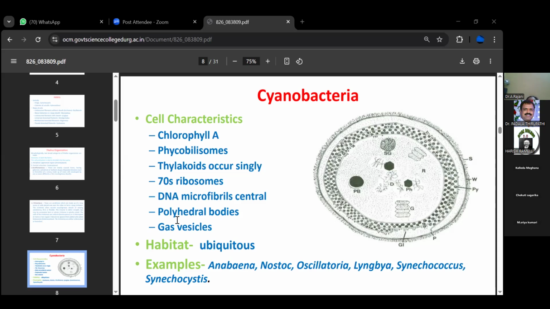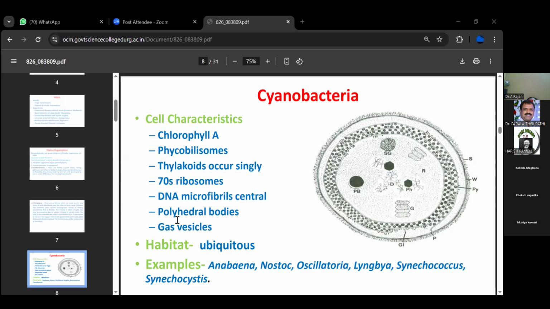In case these are sometimes asked very simply also. You think all cell organelles are found in all cells, but in cyanobacteria these types of cell organelles are absent. What are they? Endoplasmic reticulum, mitochondria, Golgi complex, sap vacuoles, plastids. These are all absent in cyanobacteria.